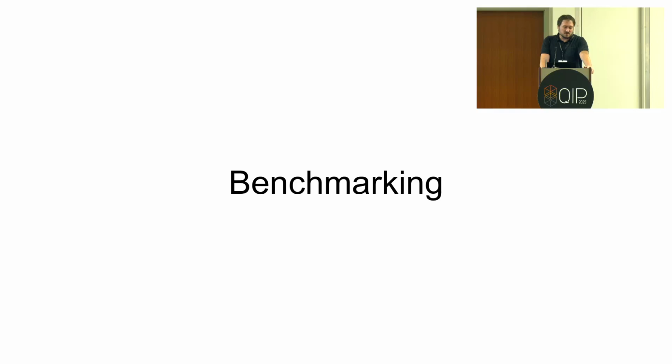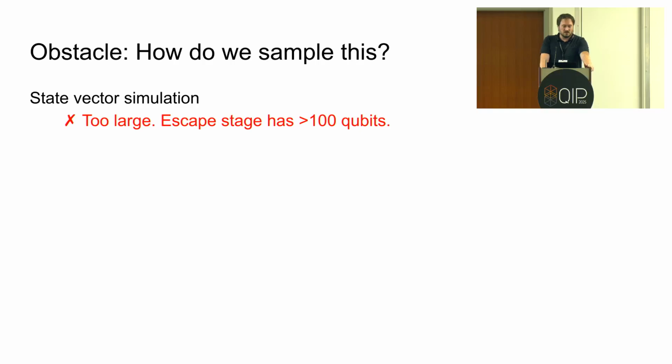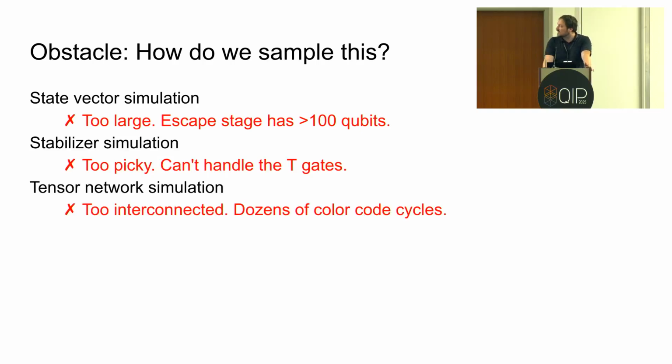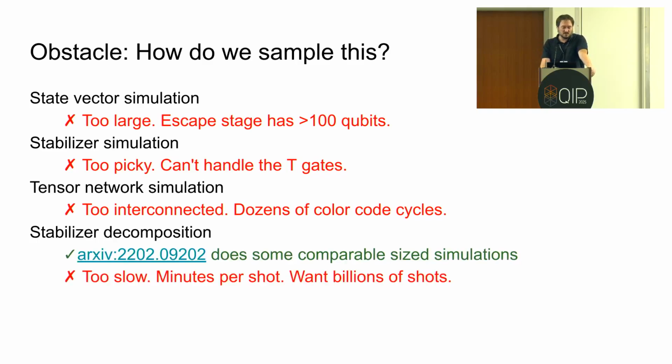So, benchmarking. We have this protocol. How do we test how well it works? It's actually very annoying. Because of the escape stage, we grow to this very large code. That means the circuit has hundreds of qubits in it, so you're not going to be able to do state vector simulation. We have T-gates, so you can't do stabilizer simulation. It's an error-correcting code that is incredibly interconnected, so you can't do really fancy stuff like tensor network simulation.